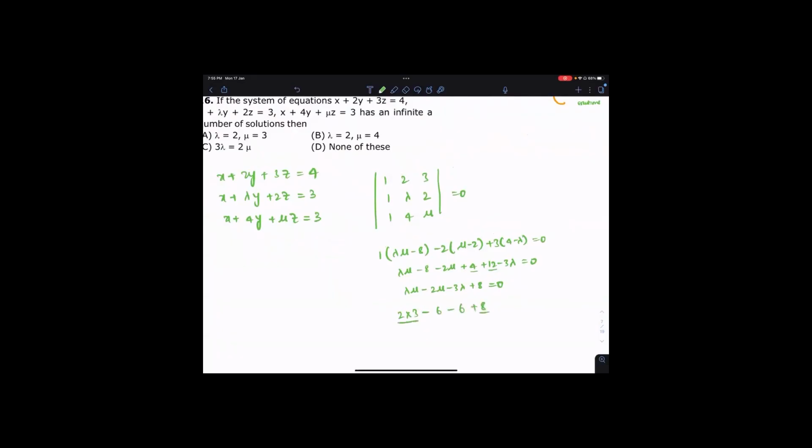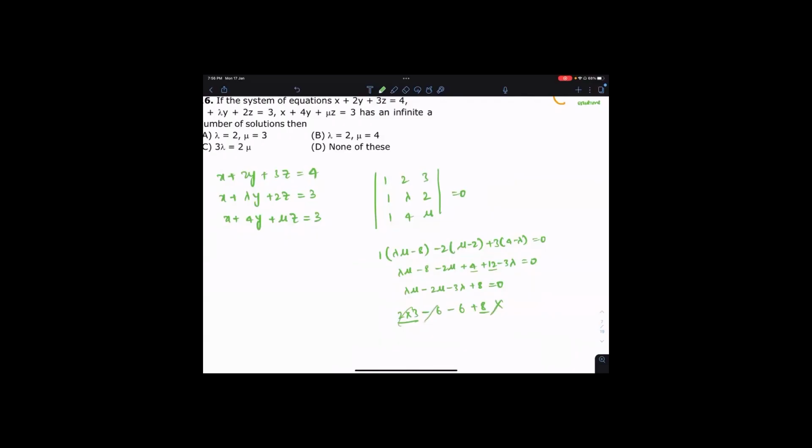Let me just see the calculation. Minus 2 times mu minus 2 plus 3 times 4 minus lambda. I hope I have written everywhere correct only. Okay, so obviously it is not coming correct. 6 minus 6, but that is not.